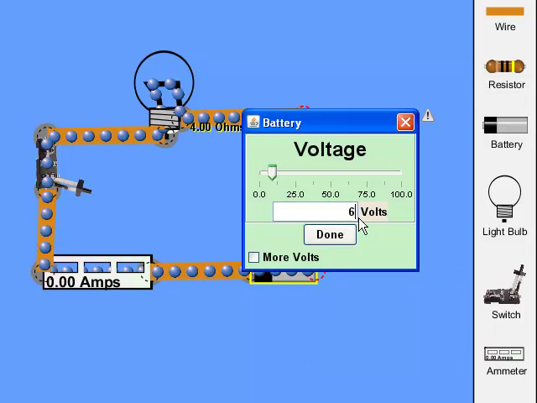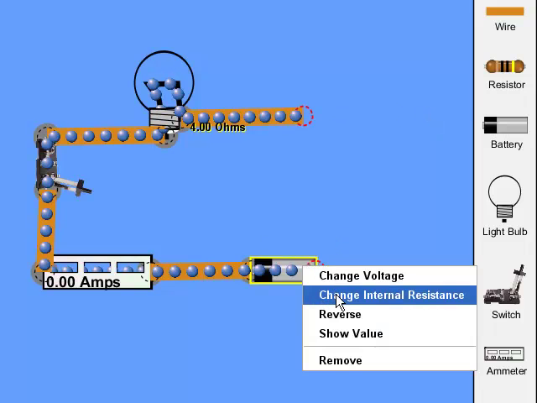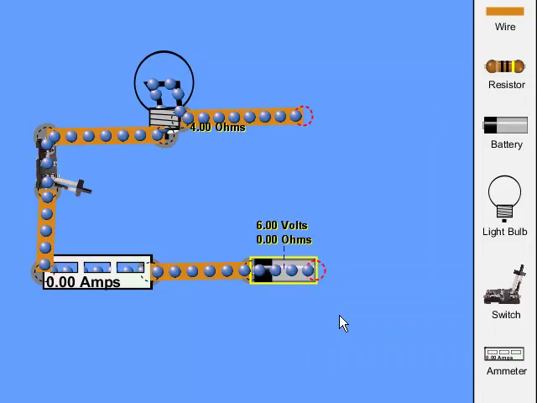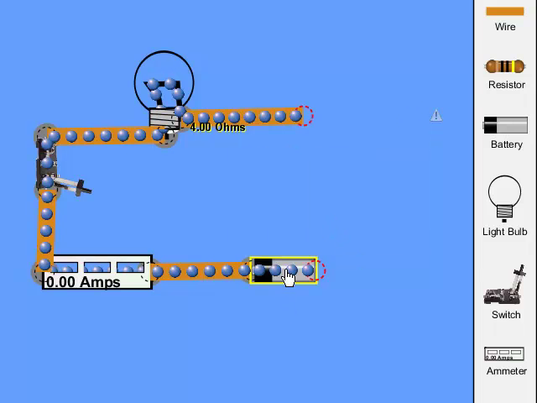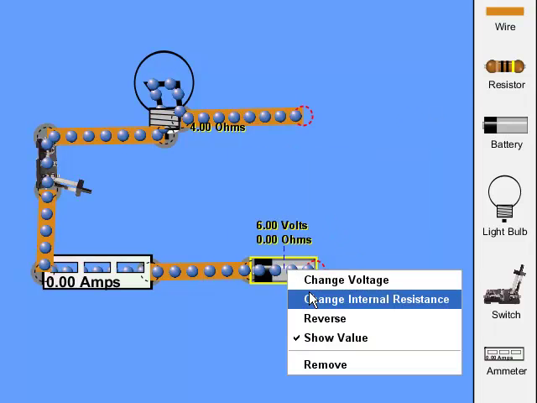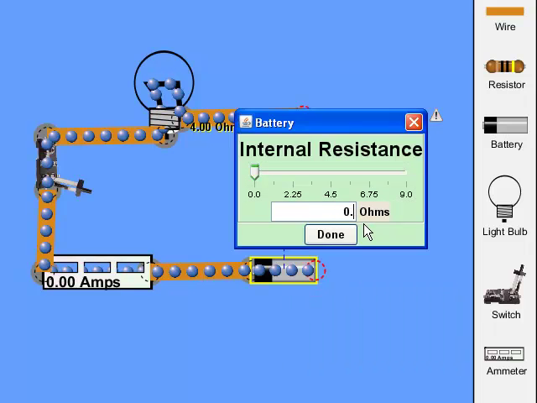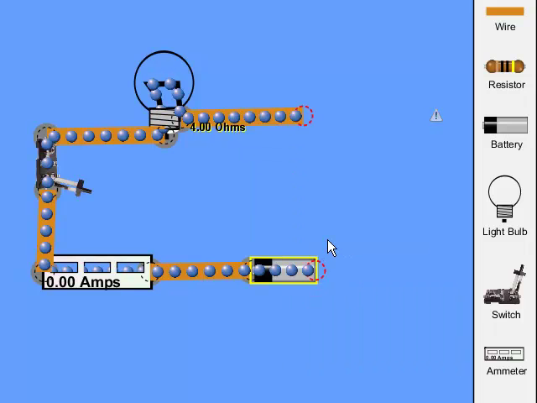So 6 volts. Show the value. There we go. It says something about internal resistance. For our calculations, it would be good if we just had 0.0 ohms internal resistance, but I'm going to put 0.01. Oops, that was interesting. I will put 0.1 ohms because it's more realistic. The battery itself is actually also drawing a current and using up power. That's why when you short circuit a battery, the battery will heat up because it's using up its own power.